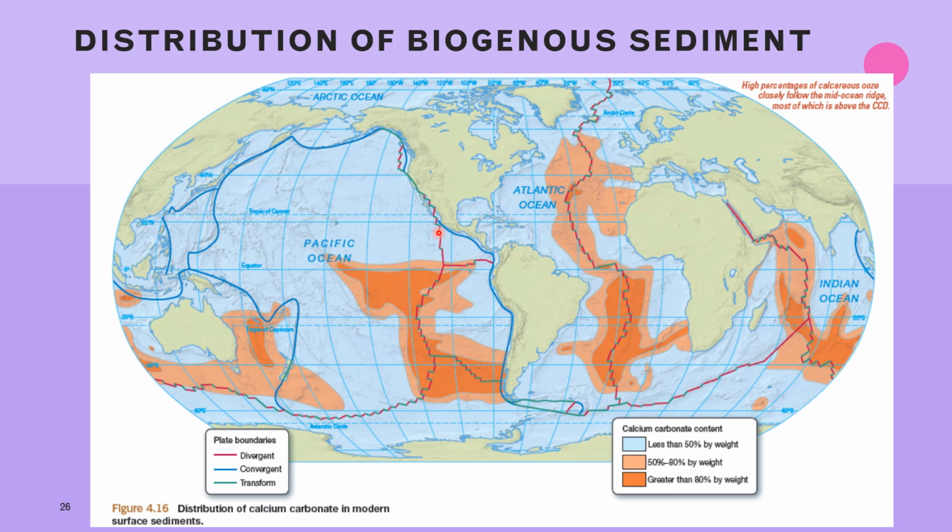So you can see along the Pacific Ocean and the Atlantic Ocean, we have 50 to 80% by weight calcareous ooze. So distribution of calcium carbonate.